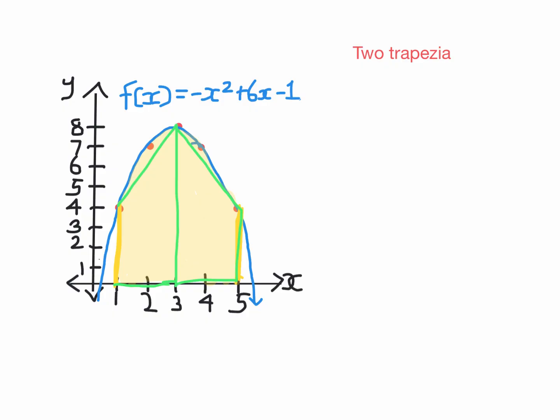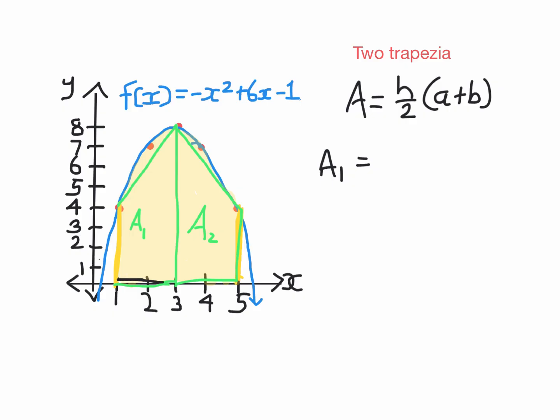Okay, so let's go and find the area of this trapezium, the area of this trapezium, and add them together. So we're going to use our formula here for area of a trapezium. So let's start with A1. So the height of A1, it doesn't look like the height, but it's actually this distance here because it's perpendicular to these two parallel lines. So the height here is just 2. So I'm going to change H to 2.